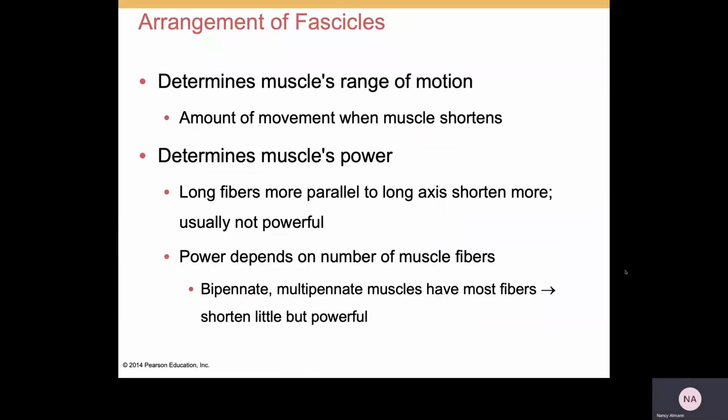So why do we care? Because that will determine the range of motion of the muscle, which means basically the amount of movement that the muscle has as it shortens. It will also determine the power of the muscle. When you have long fibers that are much more parallel to the long axis, they can shorten more, and generally they are not terribly powerful. The power of a muscle is going to depend on the number of muscle fibers. So the bipennate and the multipennate muscles have the greatest number of fibers, so they don't shorten much, but boy, are they powerful.